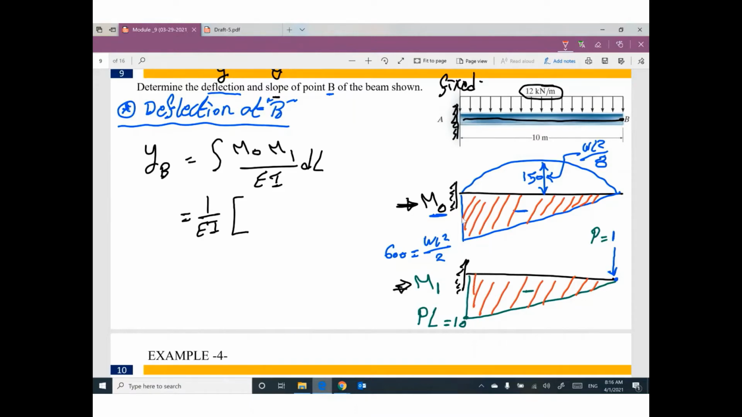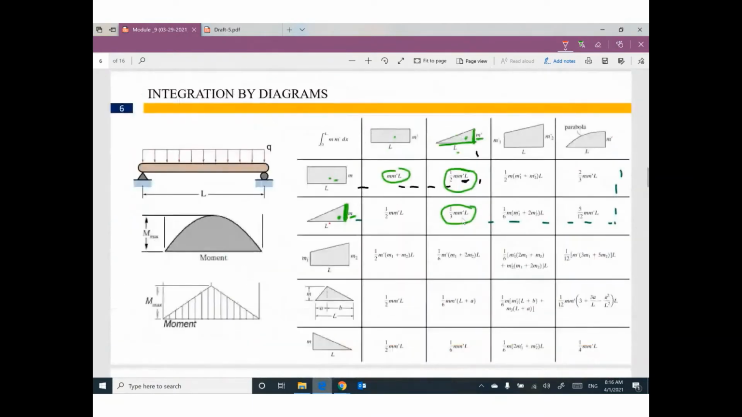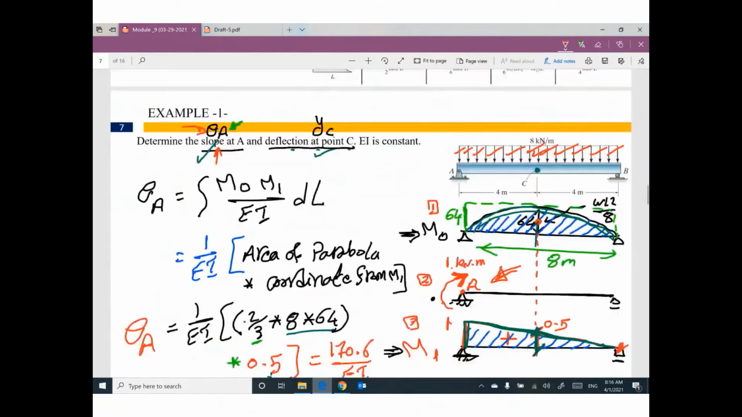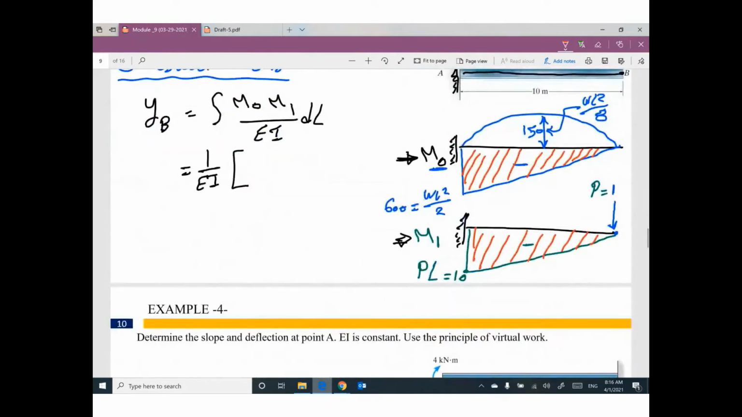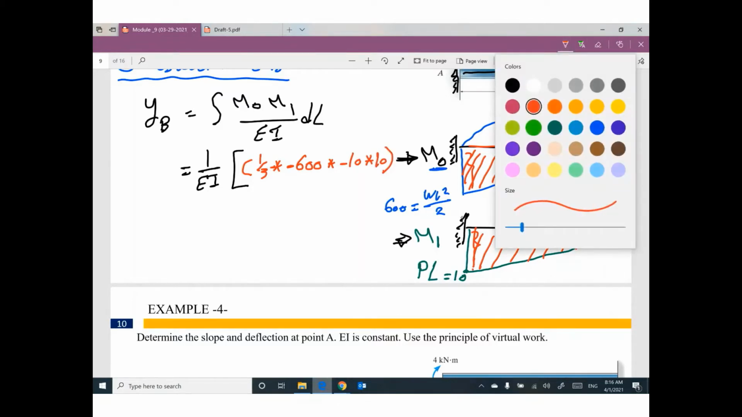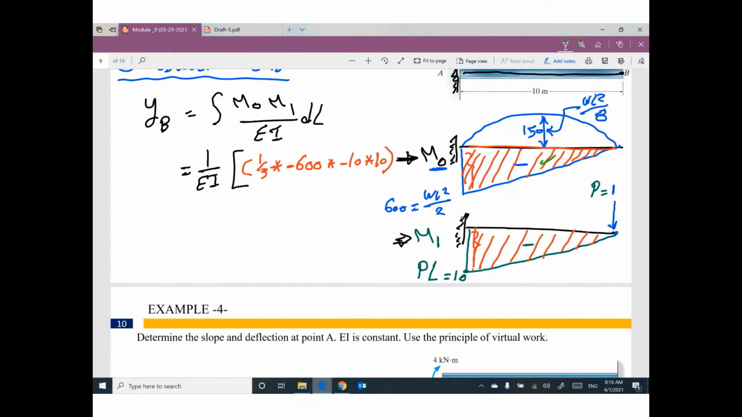Let's do it. Triangle with triangle is 1/3 M times L. So 1/3, the value of moment here, negative 600, times M, the value of moment here, negative 10, times L, the length of the beam, 10. This is the first diagram, this triangle with this triangle.